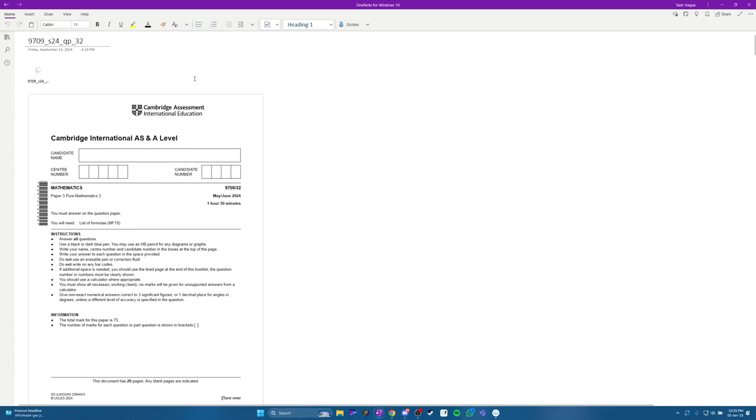Today we're solving this math paper. This is 9709 paper 3-2 from the May June 2024 series. The time is 1 hour 50 minutes. You have access to MF19. This is paper 3, pure mathematics 3.